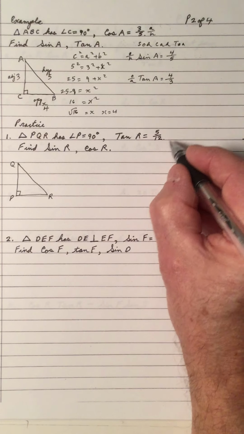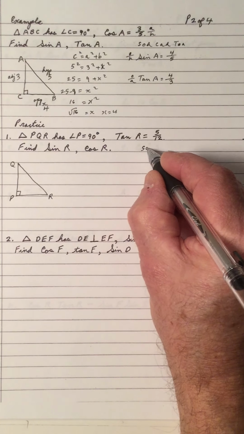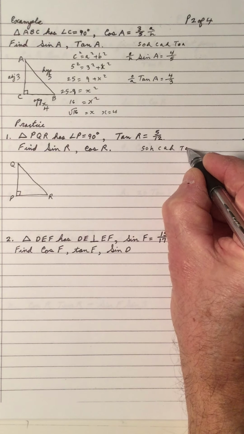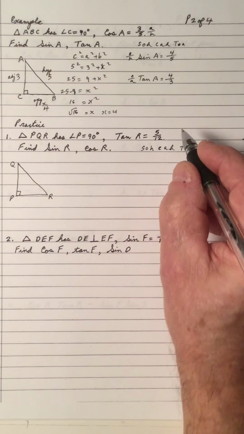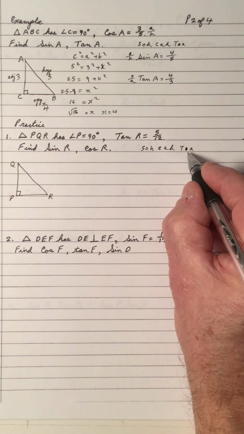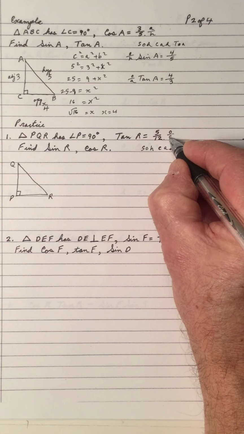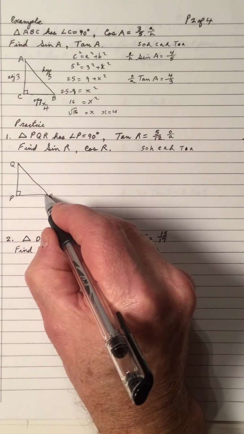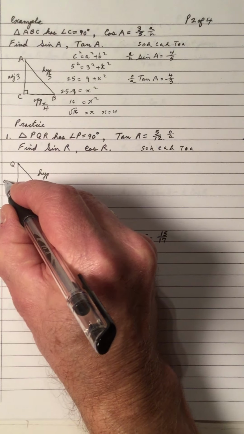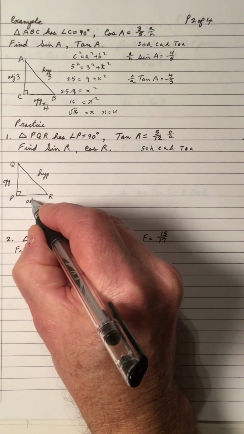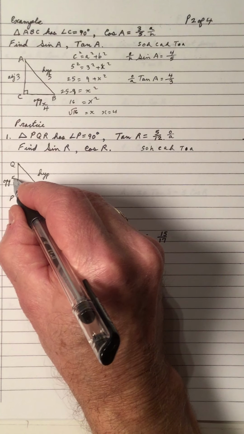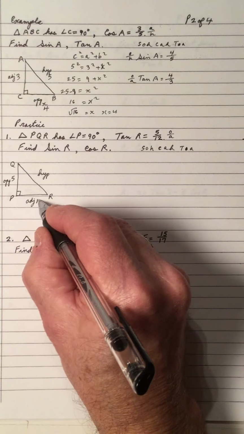And SOHCAHTOA again. We have the tan is opposite over adjacent. The tan of R, so this is the hypotenuse. In relation to R, this is opposite, and this is adjacent. So tan is opposite, which is 5, over the adjacent, which is 12.